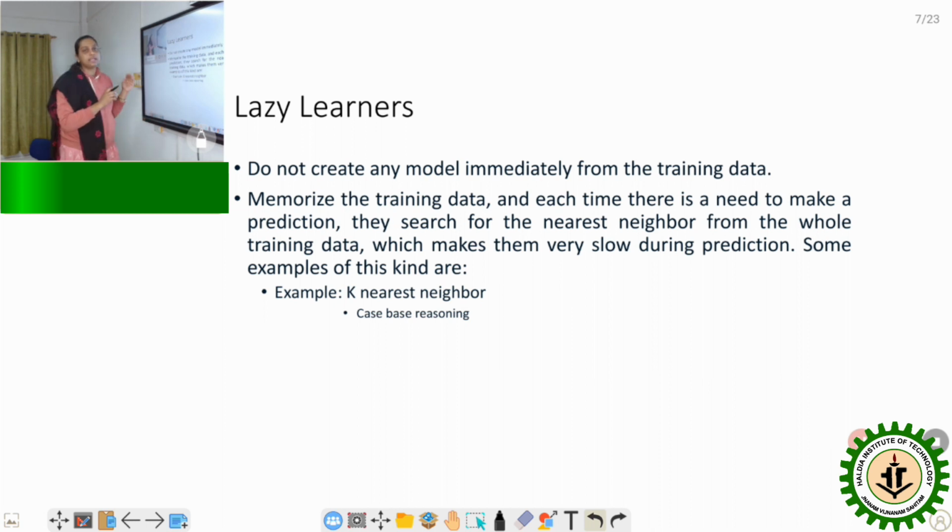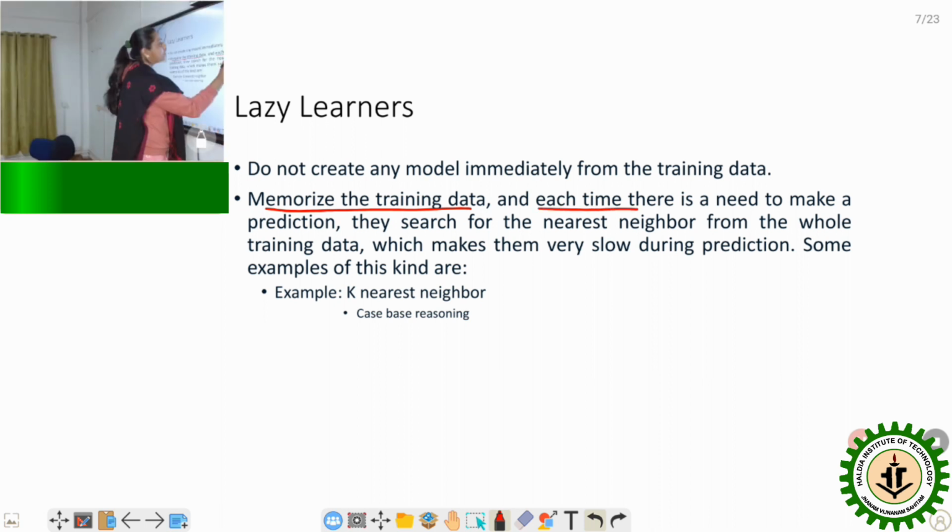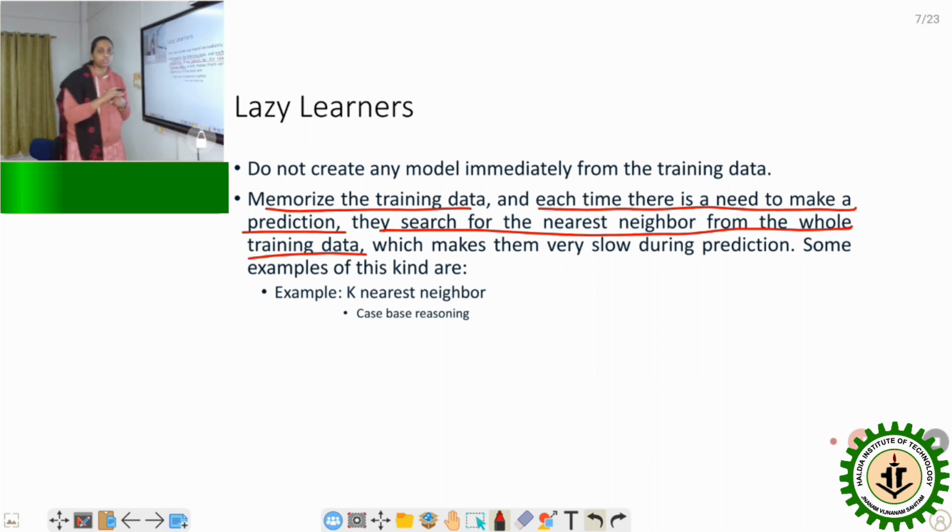Now, in contrast to eager learners, lazy learners will not build any model. Actually, they start to predict immediately. How will it predict? It will memorize the training data, and each time there is a need to make a prediction, it searches for the nearest neighbor from the whole training data. That means in a data set, it will see which instance is closest to that particular instance.